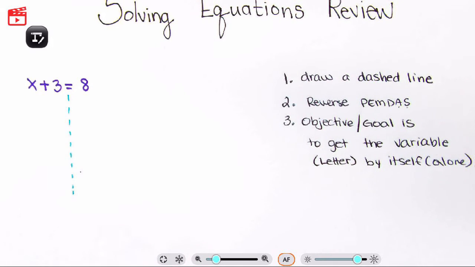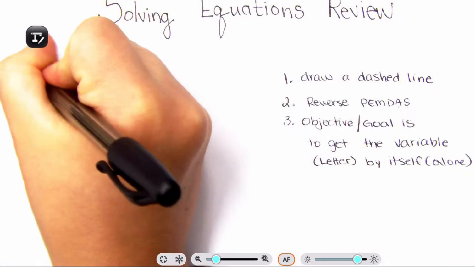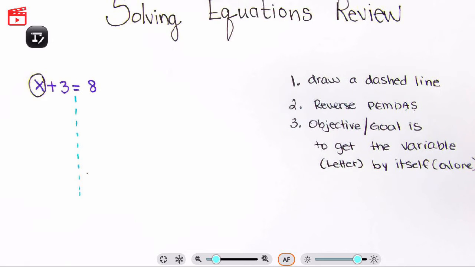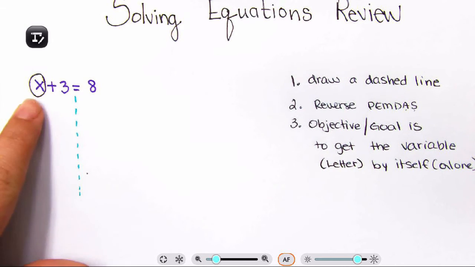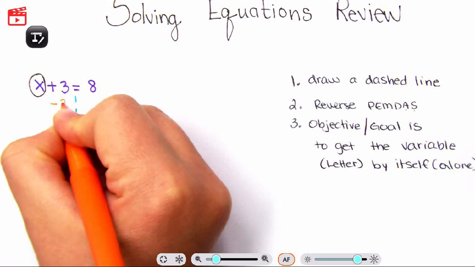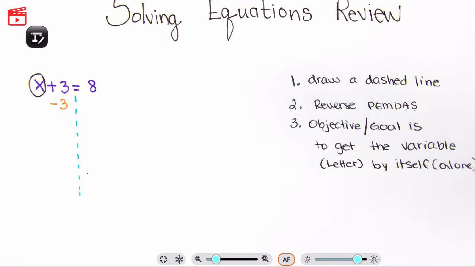We've drawn the dashed line. Next, I'm doing reverse PEMDAS. I'm going to put a bubble around my variable. And this way I know exactly what I need to get rid of. Here's my bubble. I need to get rid of that plus 3. Anything outside of the bubble needs to be moved to the other side. So what is the opposite of adding 3? The opposite of adding 3 is subtracting 3. So I'm going to subtract 3 on the left-hand side.